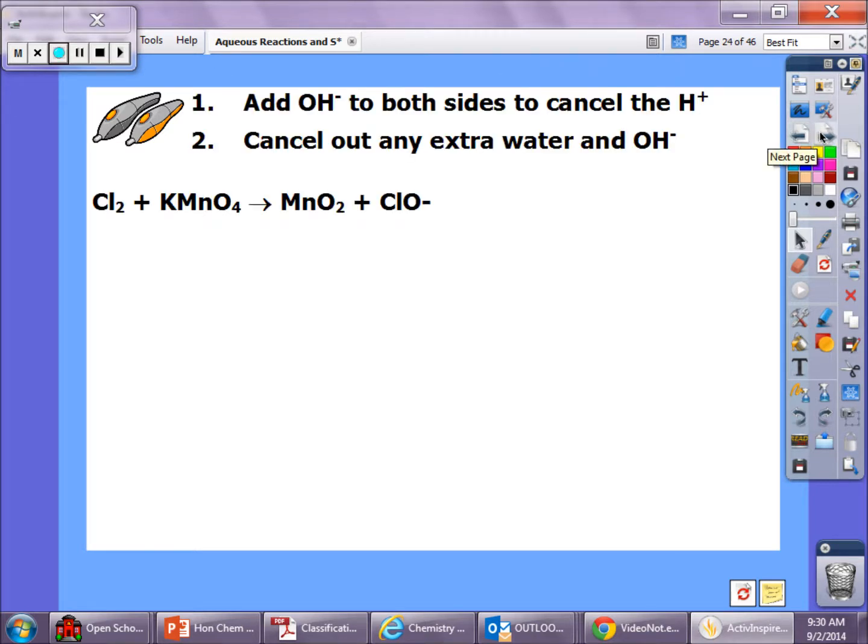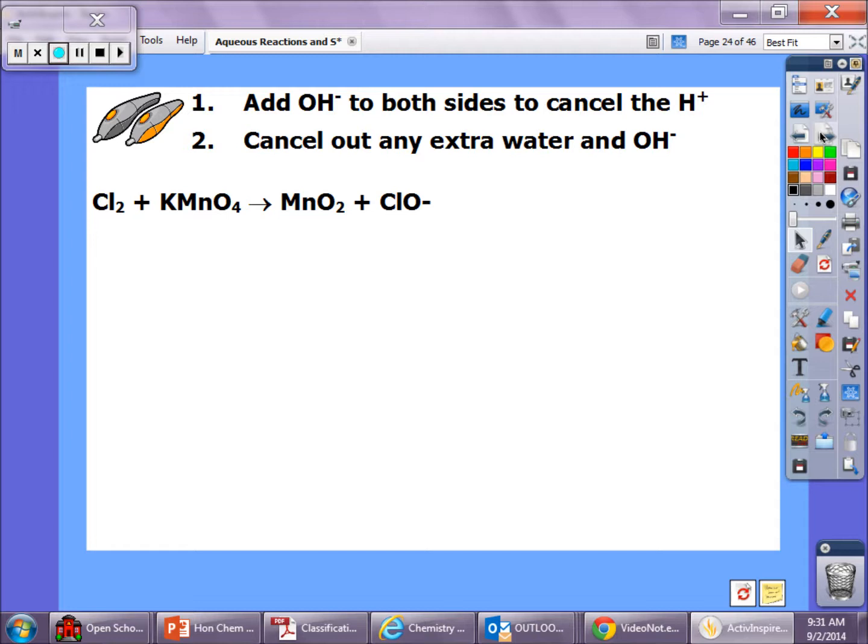Alright, 2 more steps for redox. If the equation says it is in a basic solution, you should not end up with H plus. For every single H plus in the equation, you will have to add OH minus to both sides of the equation, not just the side where you have the H plus. After you add the OH minus, you will combine your H plus and OH minus to make water, and then reduce if you have water on both sides.